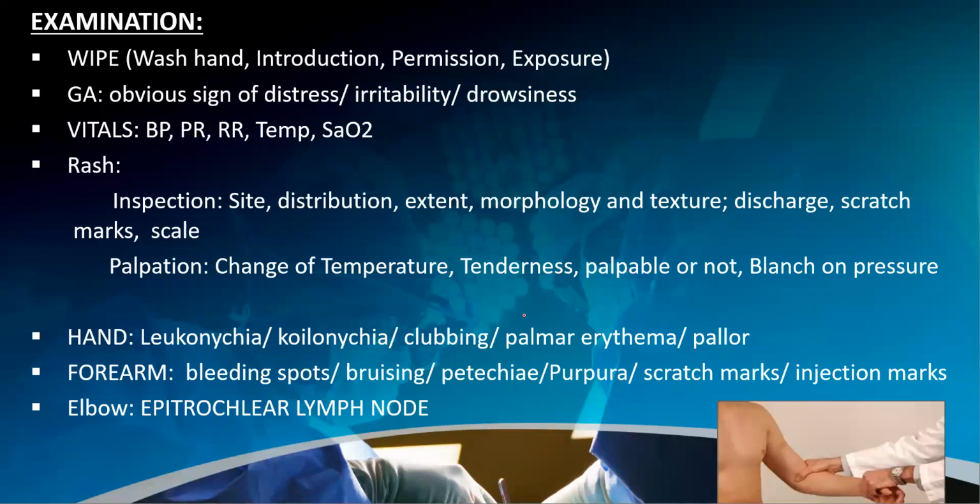Okay. So David, I'm starting to look at his hand first. So dear examiner, I'm looking for leukonychia, koilonychia, clubbing, palmar erythema, or any pallor. Starting at the forearm, examiner, I'm looking for any bleeding spots, bruising, petechiae, purpura, scratch marks, or any injection marks. Now, David, I'll move upward to the elbow. Dear examiner, I'm looking for any epitrochlear lymph node enlargement.